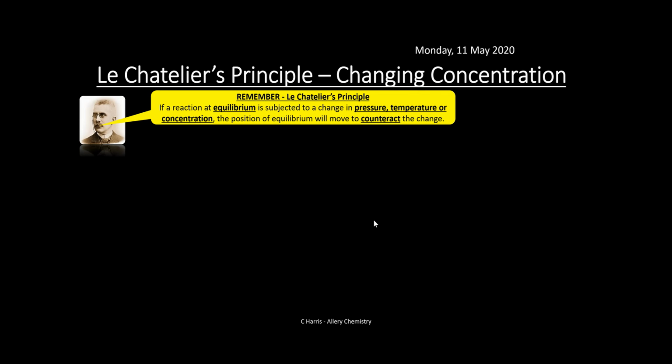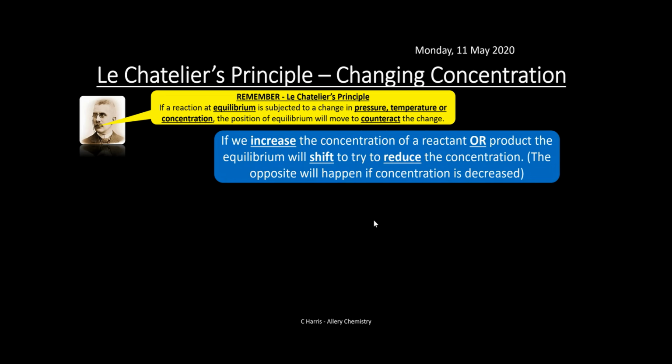I've put Le Chatelier's principle at the top, squashed up in the top left-hand corner, because if we keep his principle in mind when we're looking at these examples, it helps you to remember it, but also to use it and explain your answers. So, if we increase the concentration of a reactant or product, the equilibrium will shift to try and reduce the concentration. The opposite will happen if the concentration is decreased.